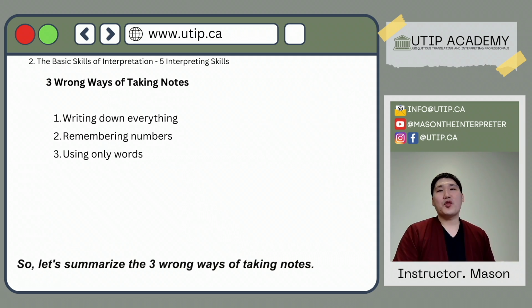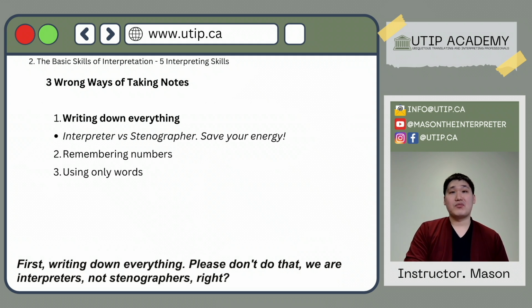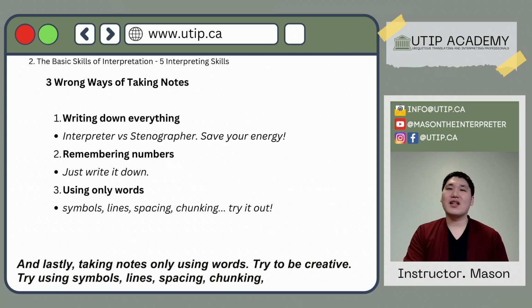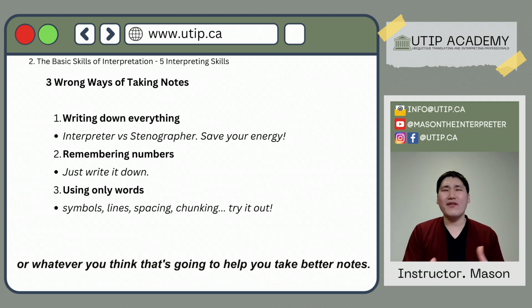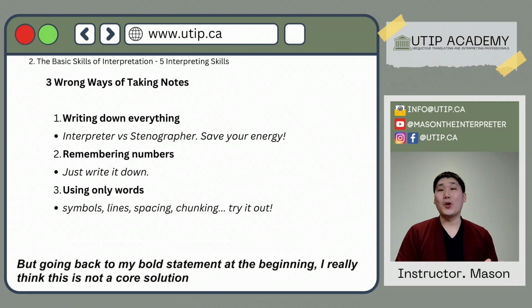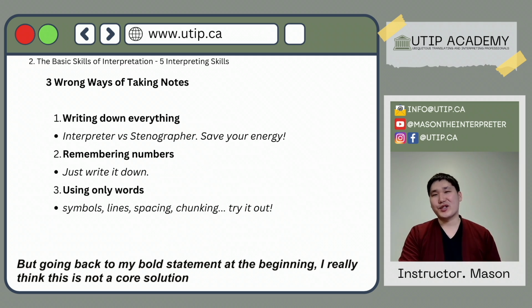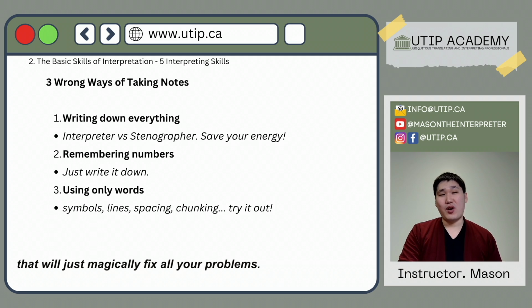So let's summarize the 3 wrong ways of taking notes. First, writing down everything. Please don't do that. We're interpreters, not stenographers, right? Second, trying to remember numbers in our head. Trust me, it's just not a good idea. Just write it down. And lastly, taking notes only using words. Try to be creative. Try using symbols, lines, spacing, chunking, or whatever you think is going to help you take better notes. But going back to my bold statement at the beginning, I really think this is not a core solution that will just magically fix all your problems.